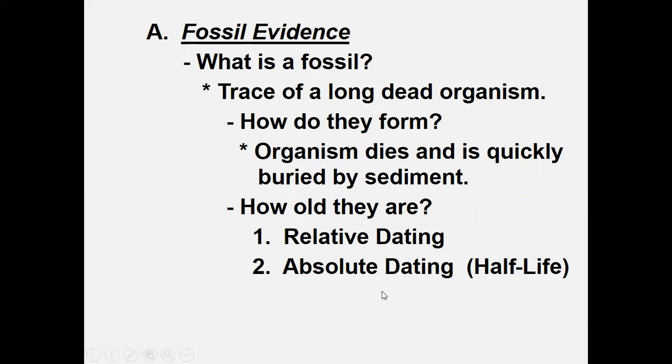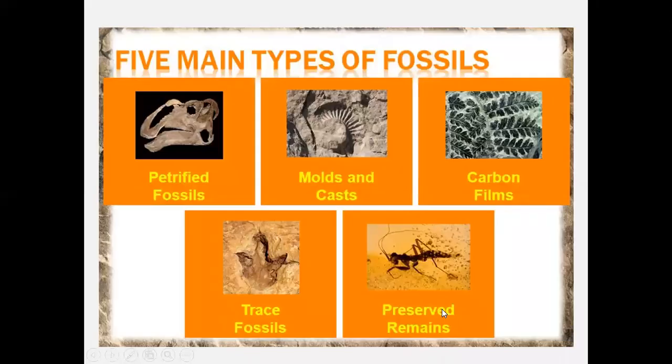The problem is that absolute dating has a shelf life. We don't really need to know what that is. In other words, if an animal dies, there's only so long for those half-lives to happen. If the half-lives have all passed and there's no more carbon-14, let's say, then we go to relative dating. Here are some pictures of fossils. There are 5 main types.